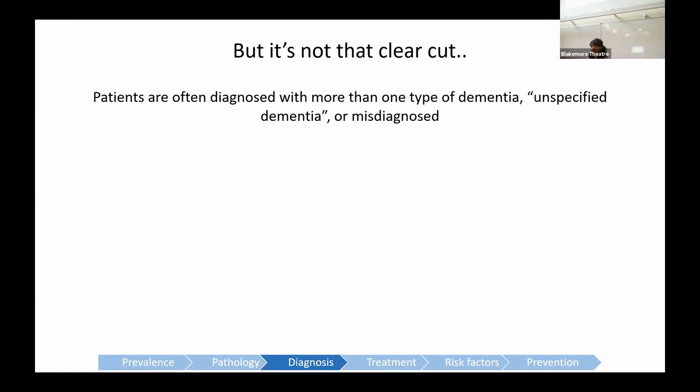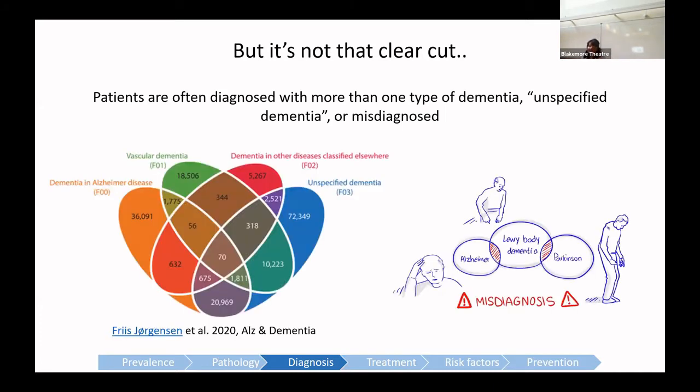Patients are often, in reality, diagnosed with more than one type of dementia, unspecified dementia, or in some cases even misdiagnosed. And this is data from the Danish National Patient Registry recently, where they found that the most common diagnosis out of their 7 million patients in this registry was unspecified dementia, and that about 200,000 people were given a diagnosis of more than one subtype. And like I said, misdiagnosis is also a problem. So you've got people presenting with motor symptoms and Lewy body dementia, which often get confused with Parkinson's disease or Parkinsonism as well. So this obviously has implications for treatment.